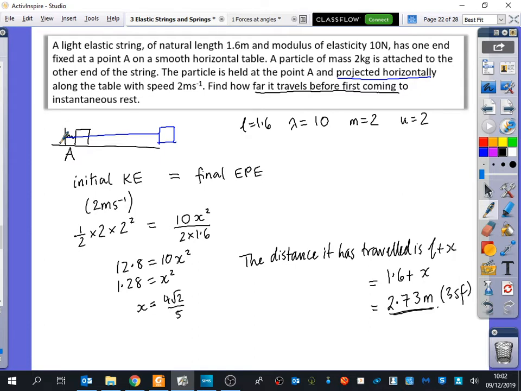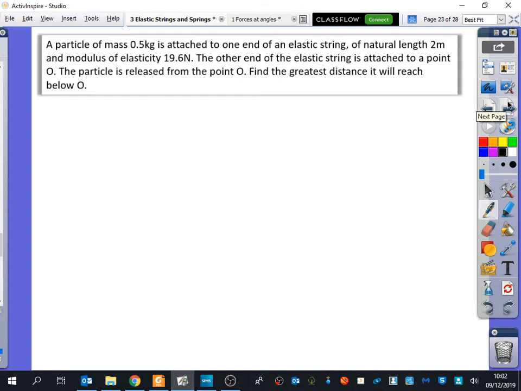Okay, so let's see what we've got here. A particle of mass 0.5 kilograms is attached to one end of an elastic string of natural length 2 meters, modulus of elasticity 19.6. The other end of the elastic string is attached to a point O. The particle is released from the point O. Find the greatest distance it will reach below O.